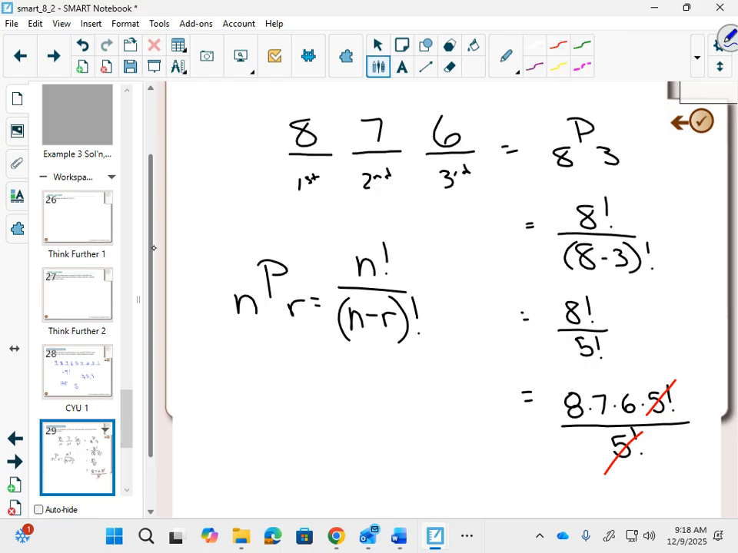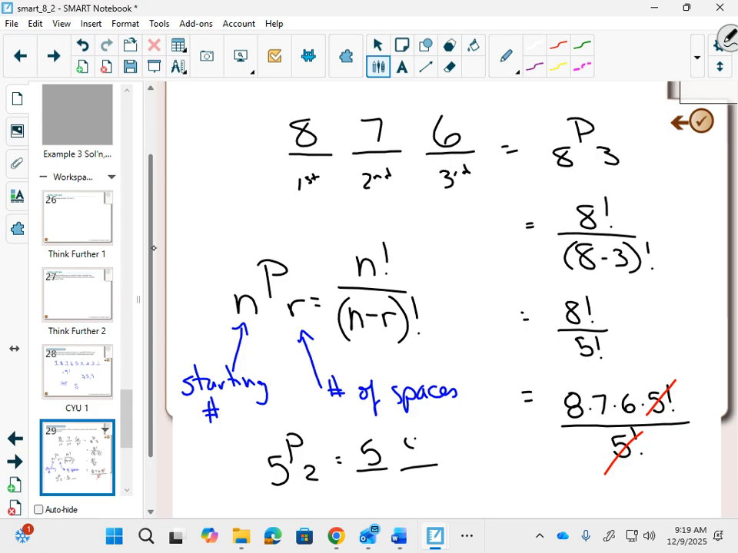For permutations, though, it is very connected to the fundamental counting principle. So if you want to put an arrow to the r and just make a note, in the fundamental counting principle, that's your number of spaces. And the n is the starting number. So mental math-wise, I find this is the best way to do mental math. Right? If I had 5P2, I would think of 2 spaces starting with a 5. I can figure out that's 20.